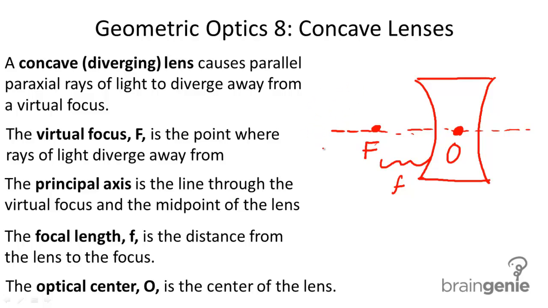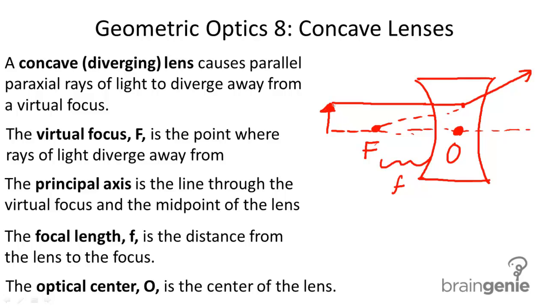Now, images that we see in the lens. Let's say we have an object right here. For rays of light that enter the lens parallel to the axis, these will diverge away from the focus. So we're going to have an imaginary line, and from this point, the ray of light will diverge or refract away from the focus.